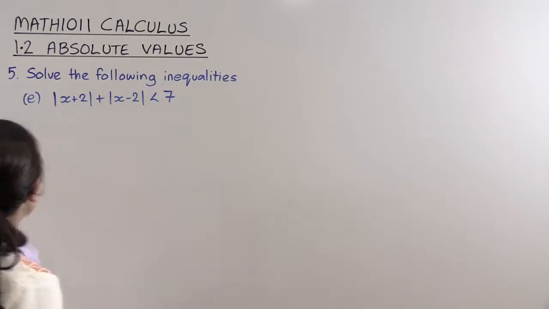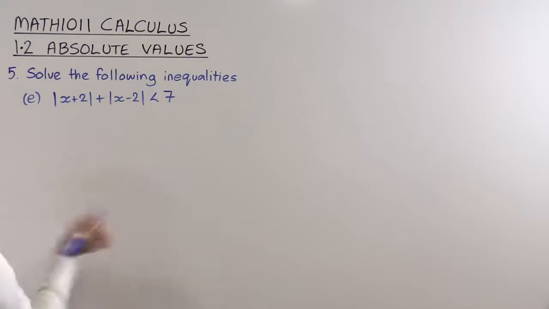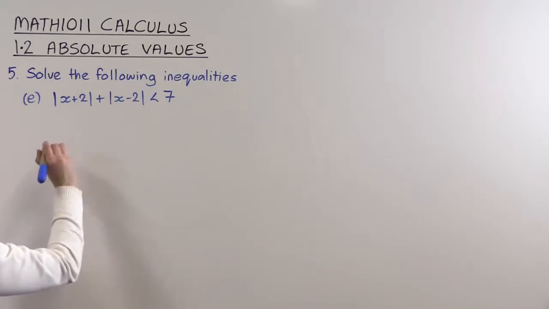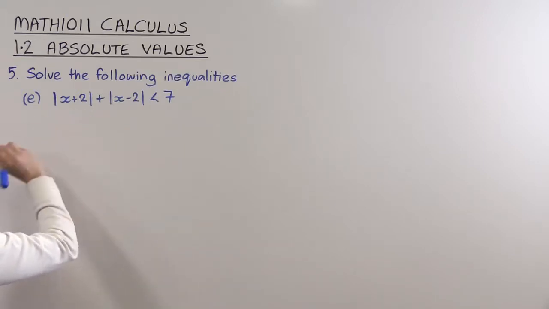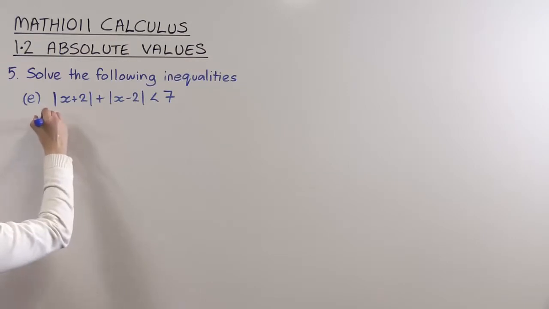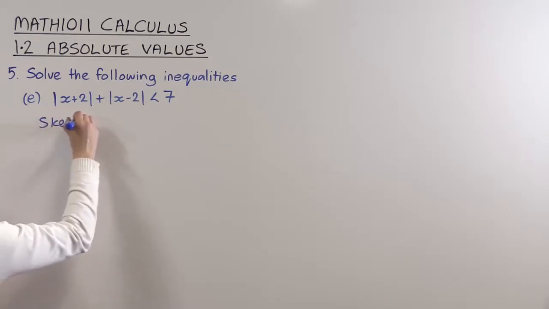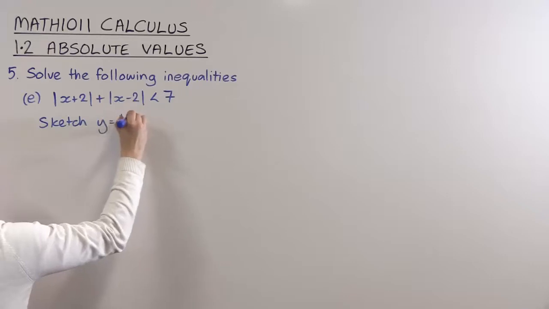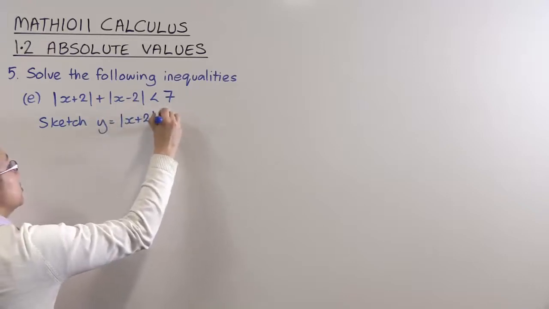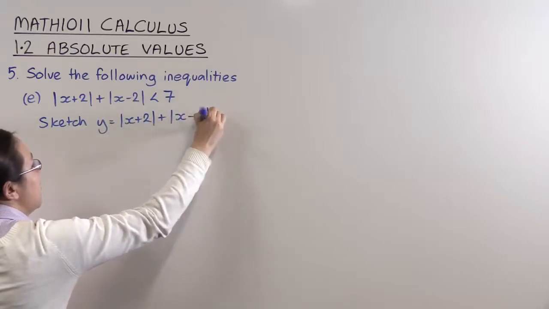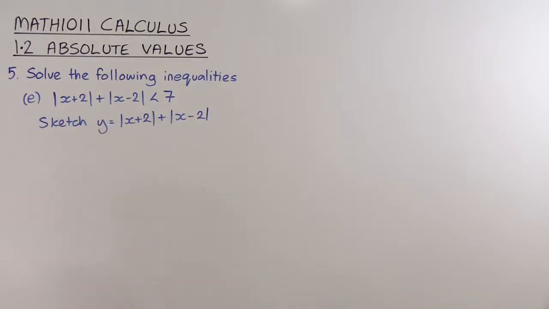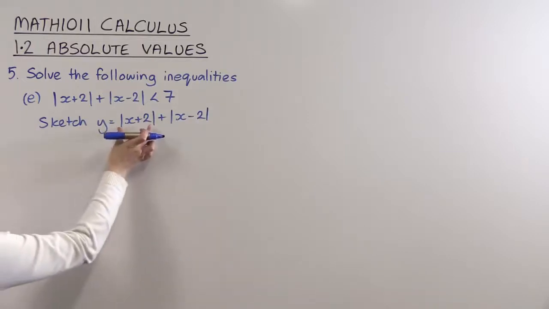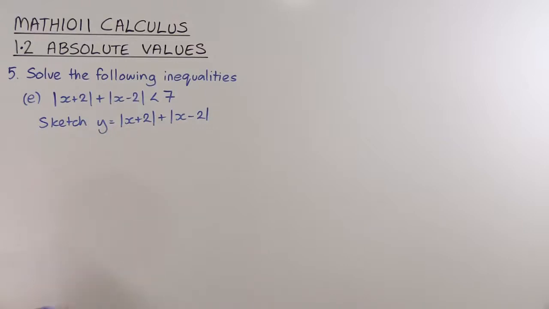So let's just see what's going on before we sketch anything. Actually, we'll write down that we want to sketch the absolute value of x plus 2 plus the absolute value of x minus 2. To do that, I just want to sketch each of these separately and look at their equations and when they're changing. So just a little diagram here.